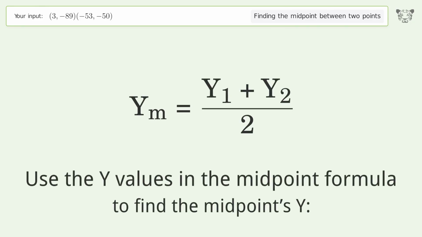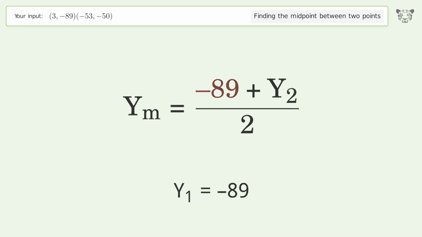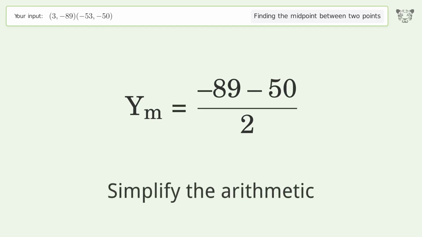Use the y values in the midpoint formula to find the midpoints y. y1 equals -89. y2 equals -50. Simplify the arithmetic.